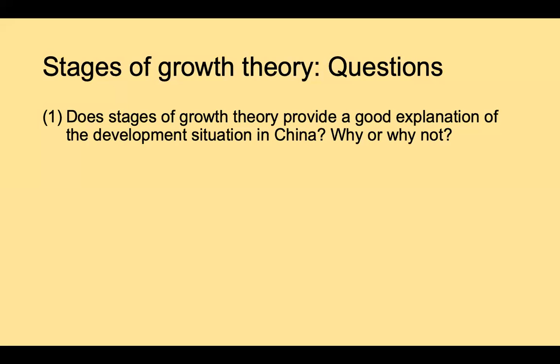Are there deviations? Does China appear to be unique in some ways or different than what the stages of growth theory anticipates? What is unique about the Chinese case, if it is unique or if it is different? In what ways does it map closely to the trajectory, and so on and so forth? And so let's just pause for a moment, and I want to give you a chance to think about this.